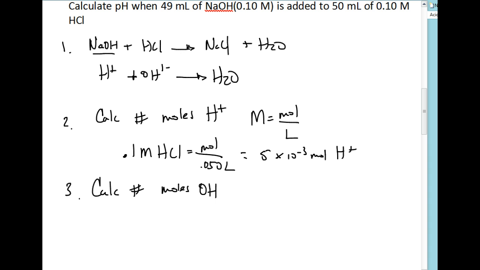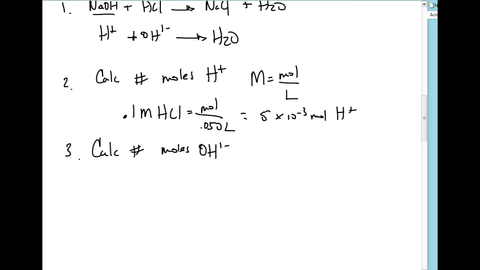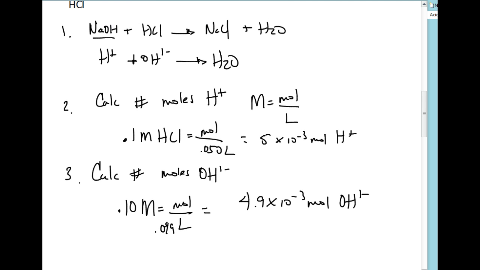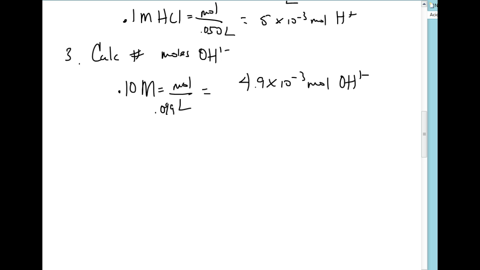Calculate the number of moles of the sodium hydroxide using the molarity equation again. Molarity equals moles per liter. It told us we had a 0.1 molar solution, and we have 0.049 liters. And so when we solve it for moles, we get 4.9 times 10 to the negative 3rd moles of hydroxide ion produced.